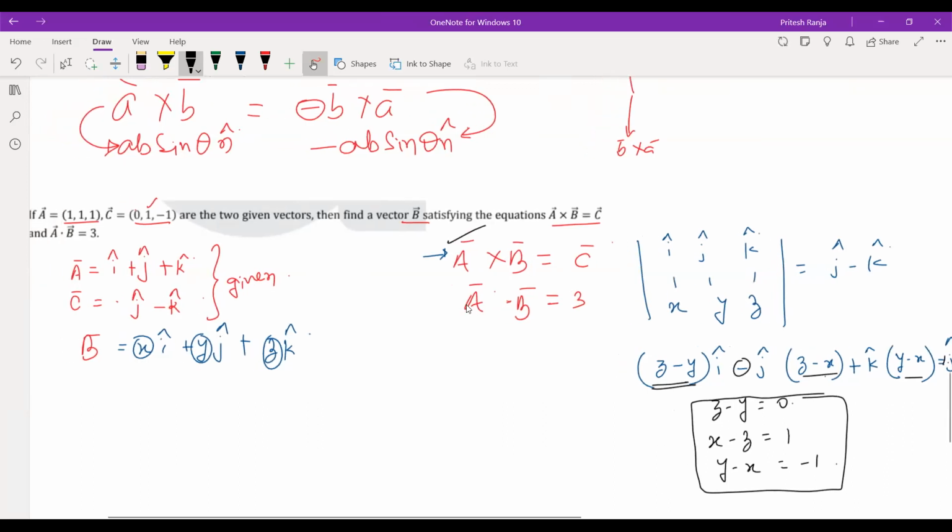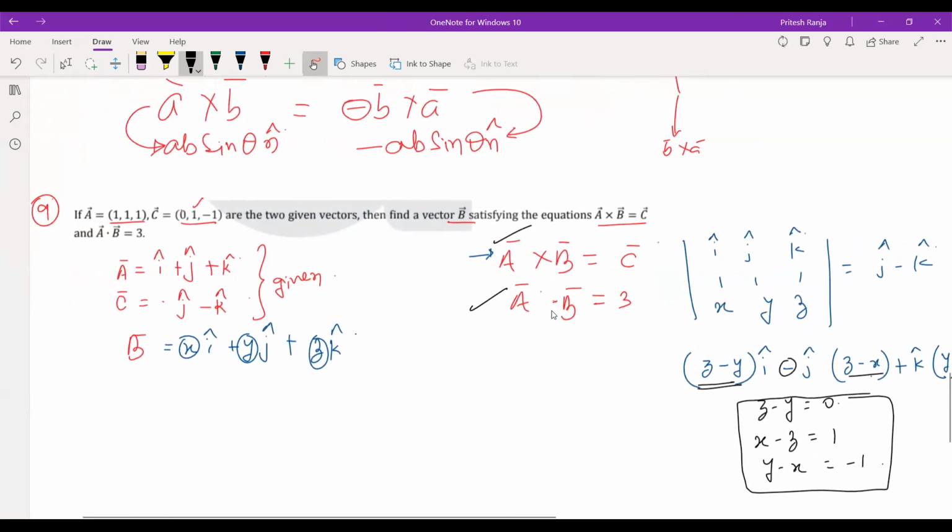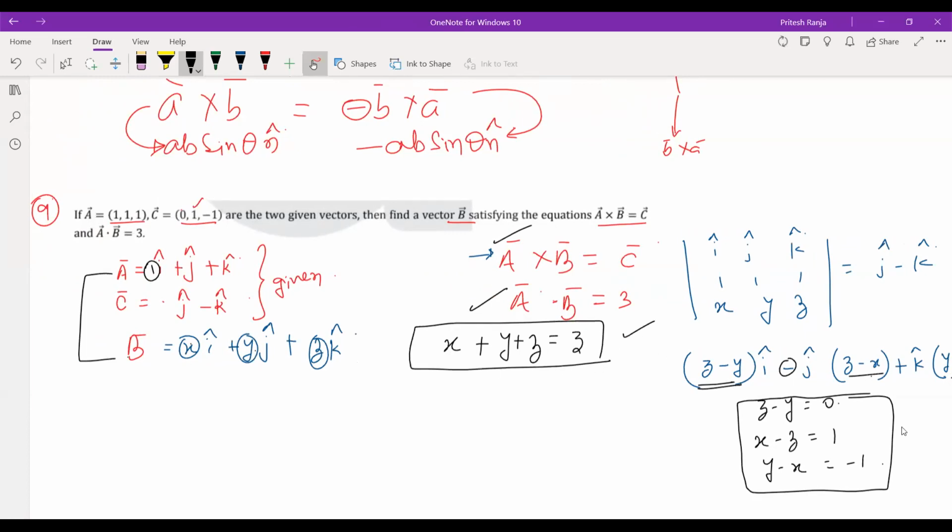Just observe the second statement. A dot b is equal to 3. So take the dot product of a and b. You will get 1 into x, that is x, plus 1 into y, that is y, plus 1 into z, that is z, and this is equal to 3. So these are all the equations you have, and what we have to do is find out the values of x, y and z, right?